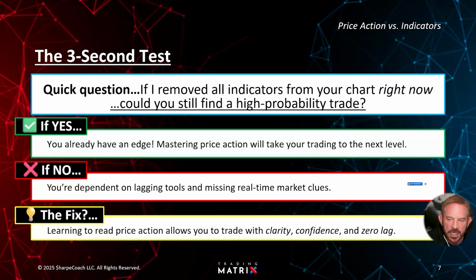It's because it lags. What if you removed all the indicators from your chart right now? Could you still find a trade? If I just gave you bars, if I just gave you volume, could you find a trade? And that's something, if you can say yes, then you have an edge. And this is something that you can build on. If you say no, this means that you're using lagging tools and you're missing the real clues in the market.